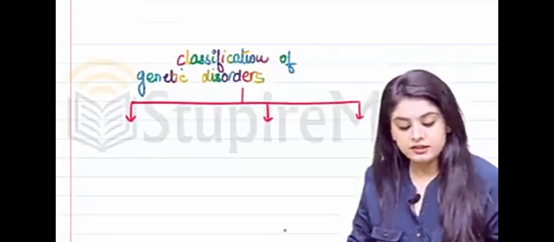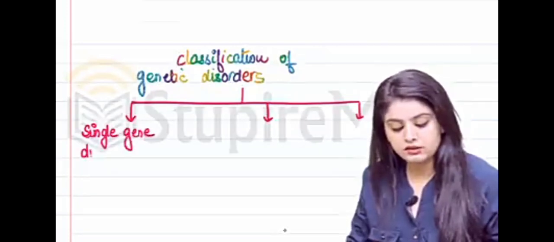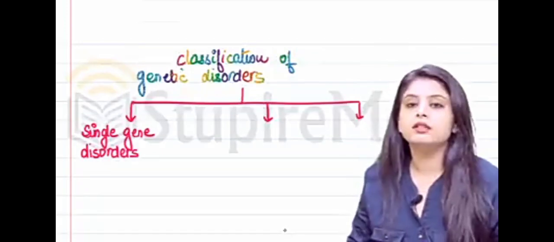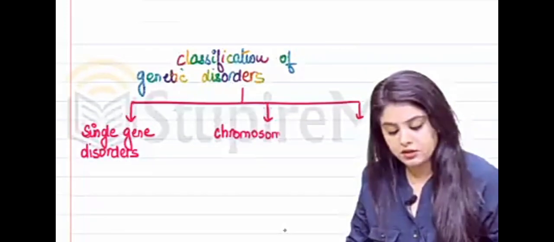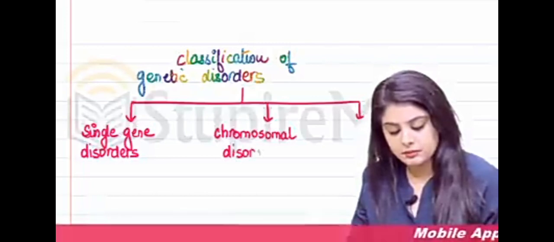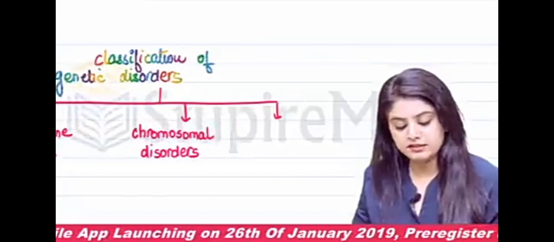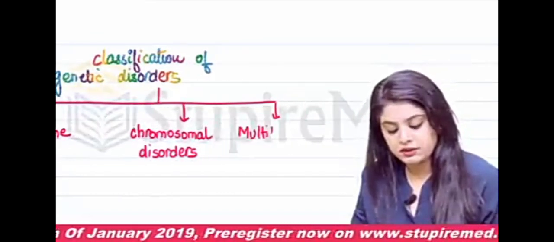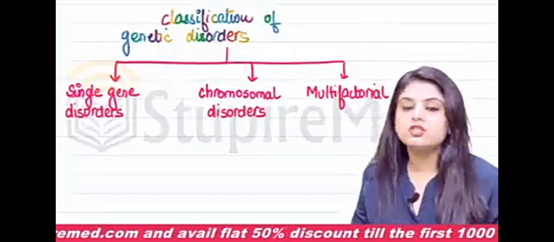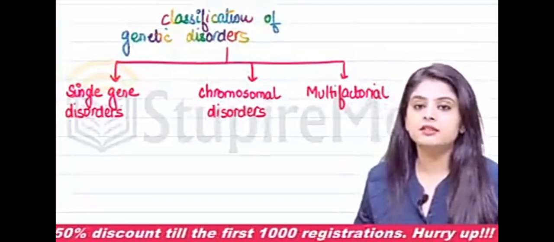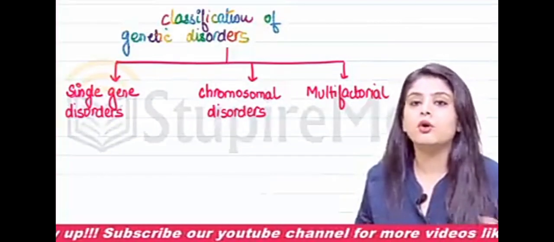The first one is referred to as the single gene disorders. Single gene disorders. The second one is known as the very famous, that is chromosomal disorders. And the third and the last category that we have is known as multifactorial. Multifactorial. So broadly, we can classify genetic disorders into these three categories. Now let's deal with each one of them and see what further categorizations do we have in these broad categories.